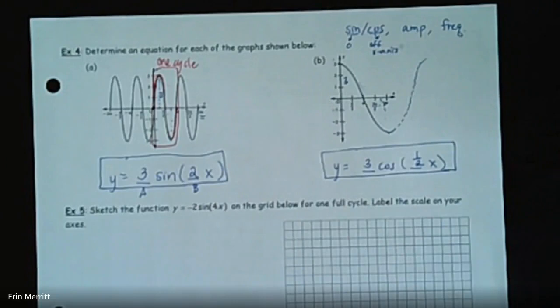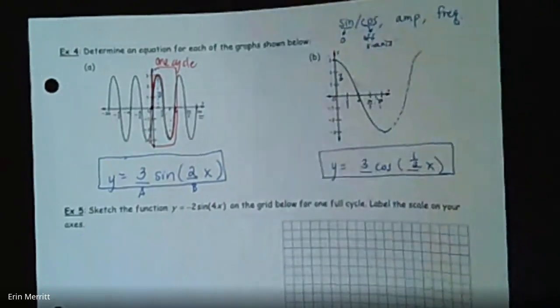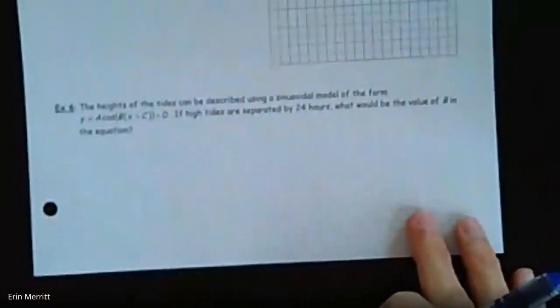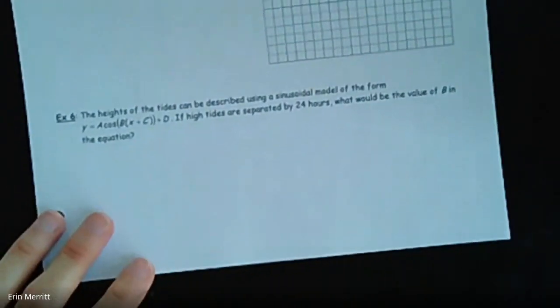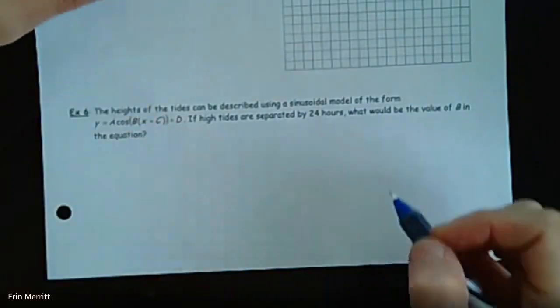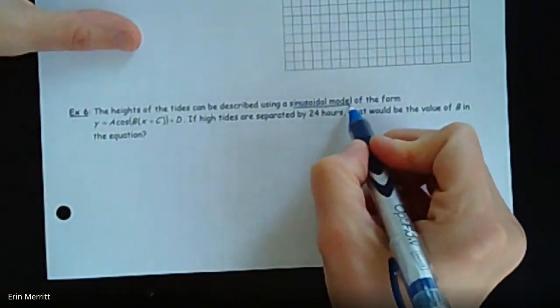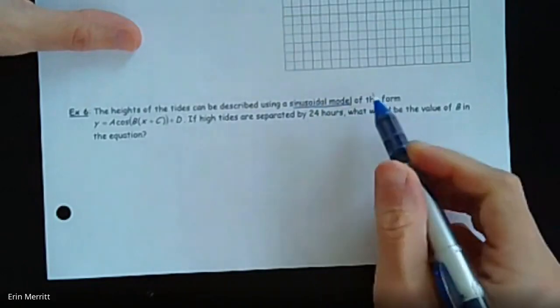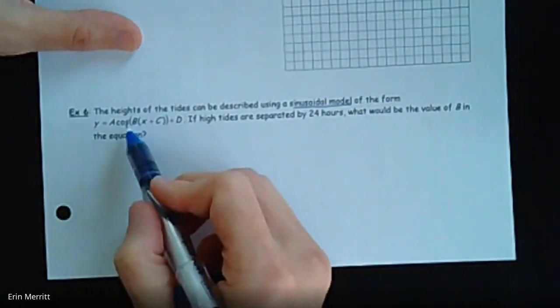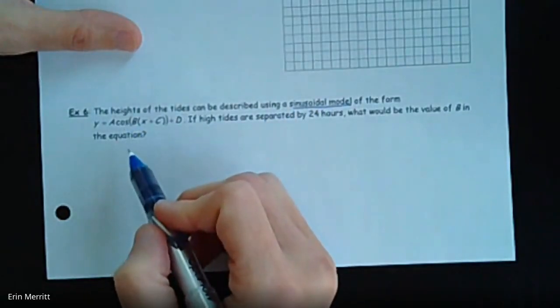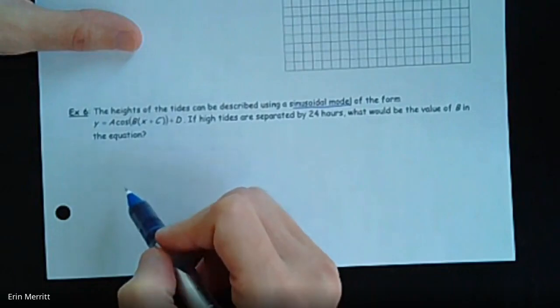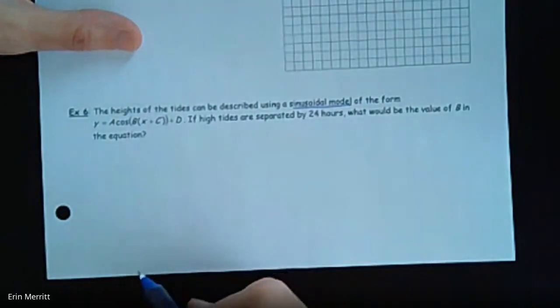The last one that I would like to do with you, we're going to skip 5, is 6. When I talked about word problems a second ago, here's an example, just one quick one so you can kind of see where we're going with it. It says the height of the tides can be described using a sinusoidal model. Yes, that's a word. Of the form y equals a cosine and so on. So you might be like, they just said sinusoidal, but think of it, cosine is literally cosine. So anything sine or cosine is considered sinusoidal.